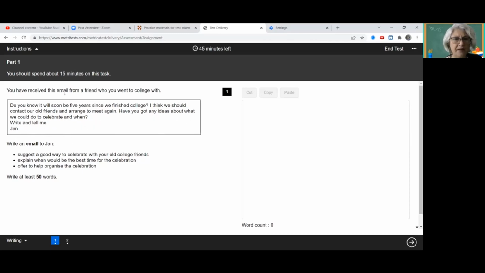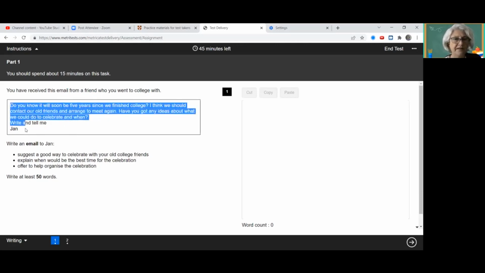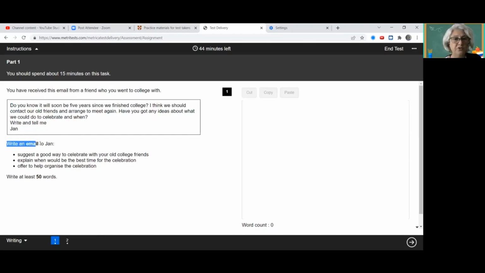So this is the topic. This is the topic, this part here. It's an email from a friend that I went to college with. It's important to pay attention to the instructions here. And of course, it's important to pay attention to what Jan, in this case, is saying. And here is what you need to do, to whom you need to write an email to Jan.